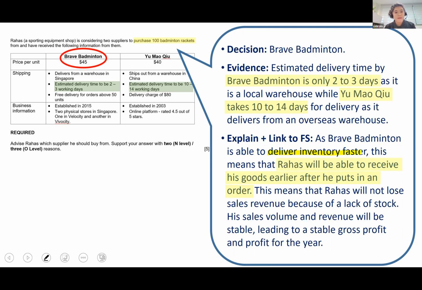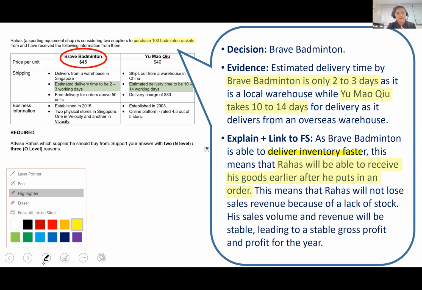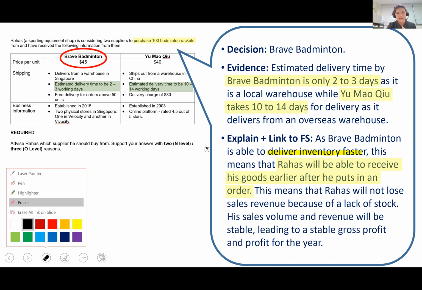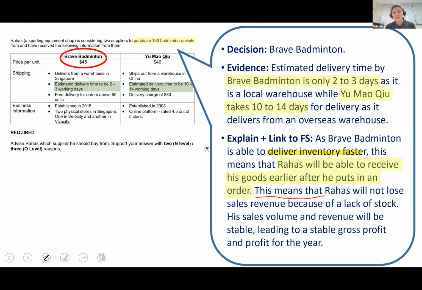So how does this link to your financial statements? So again, to link to financial statements, what can you use? You can use words like, "this means that", all right? So this means that, link to financial statements. This means that Rahas will not lose sales revenue because of a lack of inventory.